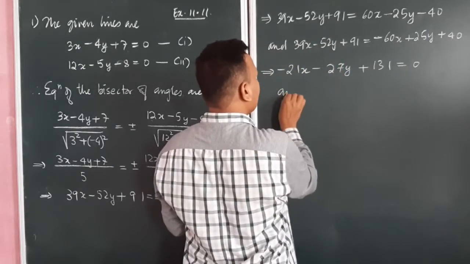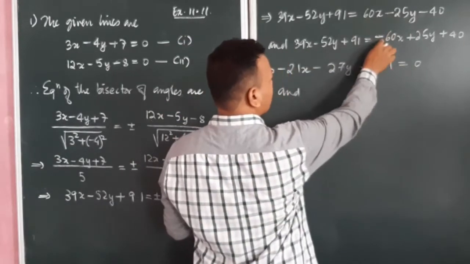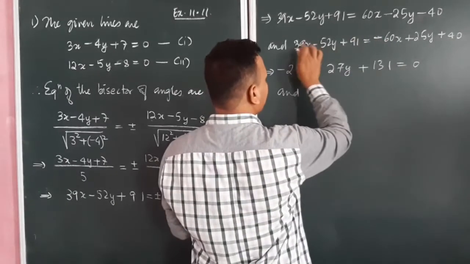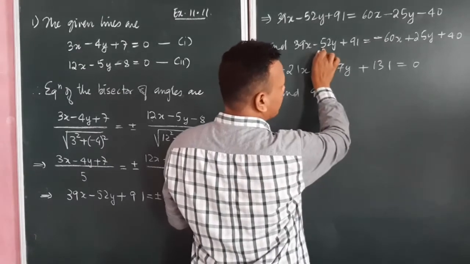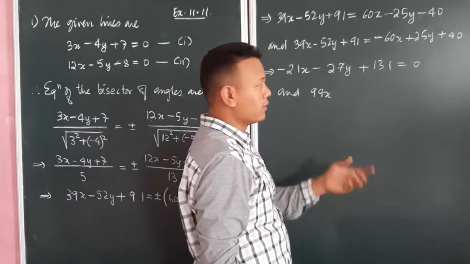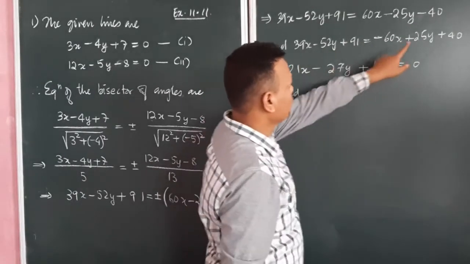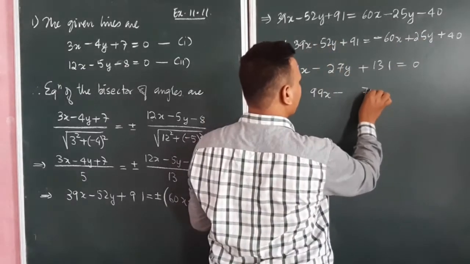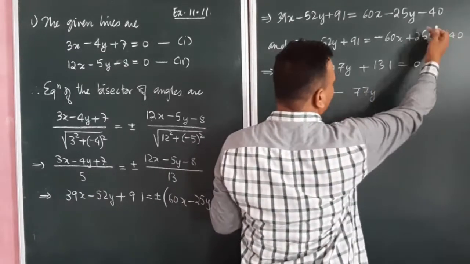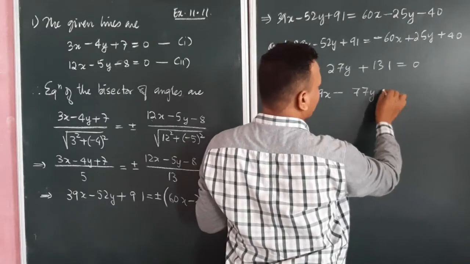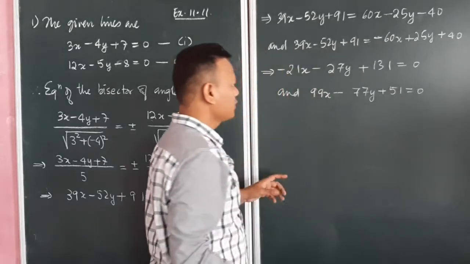And what is the other equation? The other equation is this one. 39 plus 60 is 99x. Minus and minus get added, but the sign remains minus, so 52 plus 25 is 77y. Then 91 minus 40 is 51 equals 0.